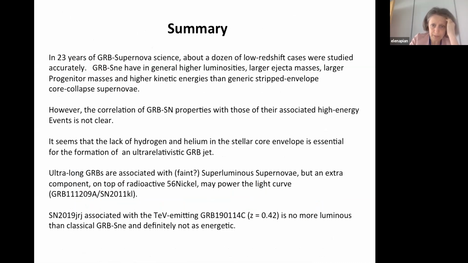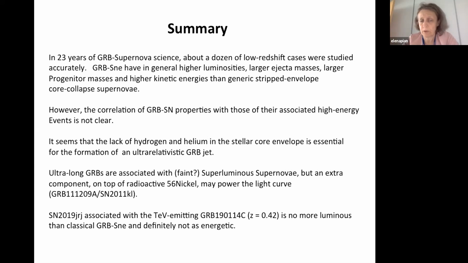So I have my summary of the ideas I have presented here. It's been in fact more than 23 years from the detection of the prototype gamma ray burst supernova. And all the gamma ray burst supernovae we've seen so far, including those for ultra-long gamma ray bursts, have rather large quantities, extreme properties with respect to the bulk of core collapse stripped envelope supernovae. They are generally high in every property, but they exhibit a range.